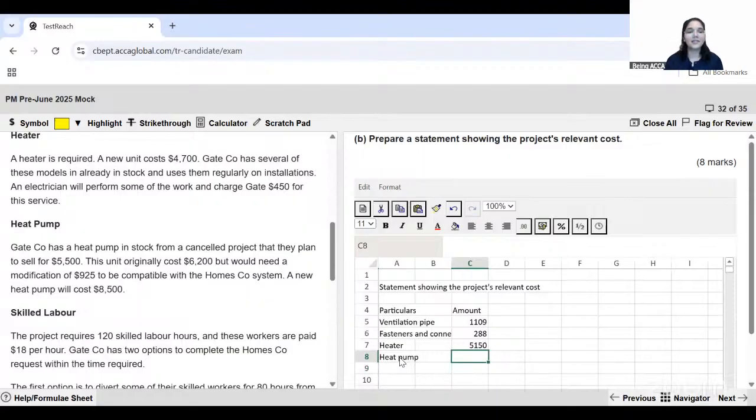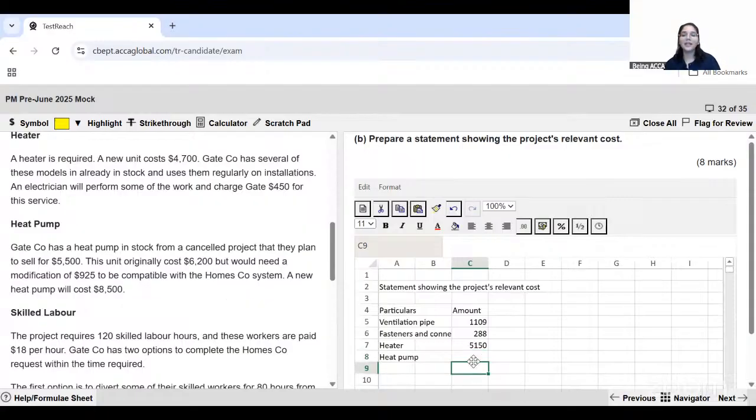So let's read the information further. This unit originally cost $6,200. The original cost which you have already spent, this is considered to be which cost? Yes, it is a sunk cost. So this has to be eliminated. This will never be considered relevant. However, this would need a modification of $925 to be compatible with the Homes Company system.